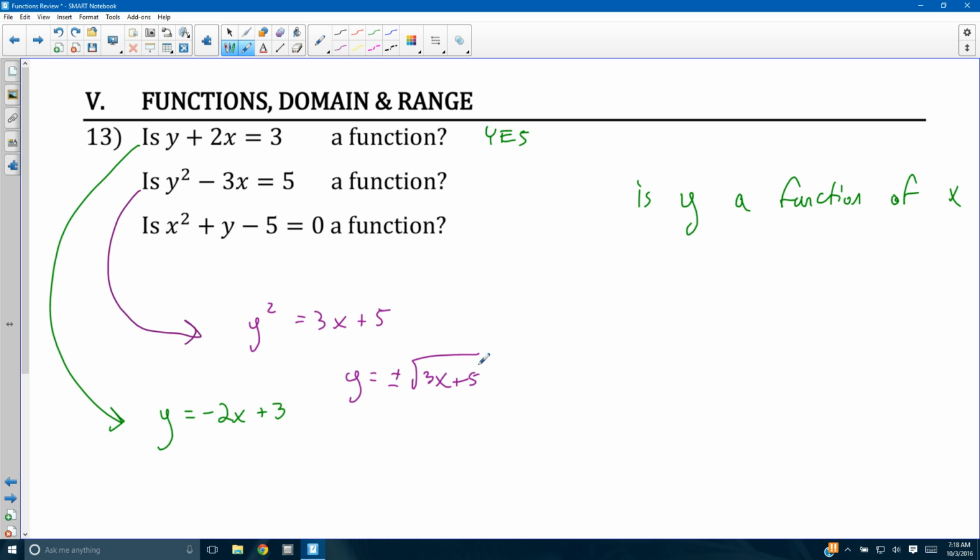You can see here's where we're getting one of those issues. This is a graph that has something like that going on. Failing the vertical line test because here's plus root 3x plus 5, here's minus root 3x plus 5. No, this one's not a function. It's failing its vertical line test.